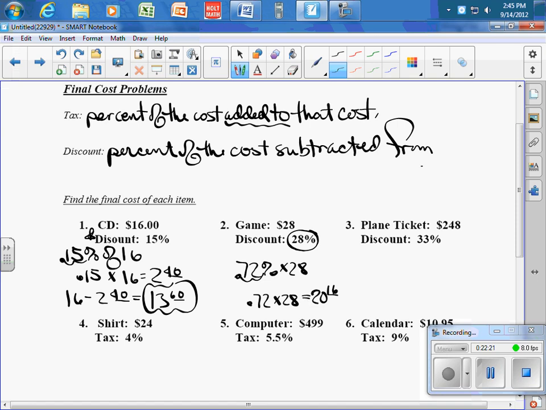33%, well, 100 minus 33 is 67. So we're actually paying 67% of the 248. So we could take 0.67 times 248, and that would give us our final cost. So 0.67 times 248 is $166.16. That would be the final cost after the discount.